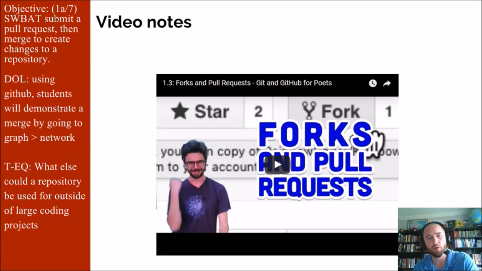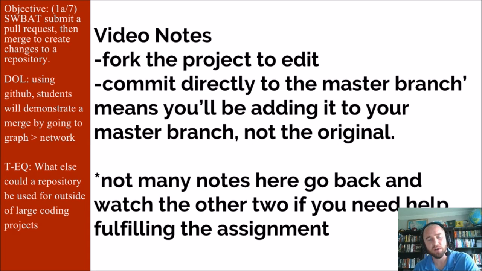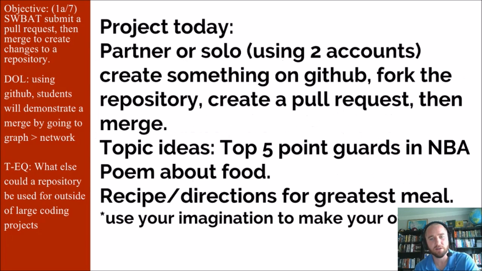This guy will walk you through how to create pull requests and do forks. Daniel Shiffman is his name. He's really great. Some notes from the video: you fork the project to edit. You can commit directly to the master branch, which means you'll be adding it to your master branch, not the original. There are not a lot of notes; he will show you exactly what to do and then you will do it.